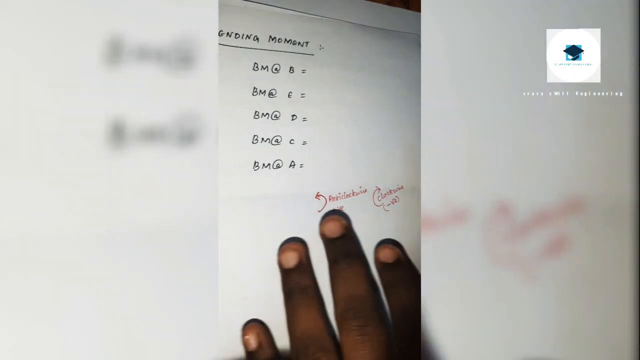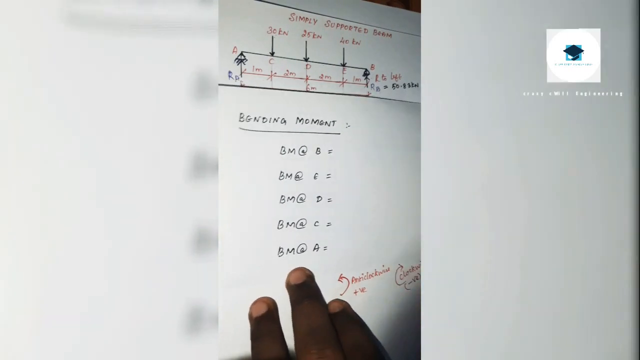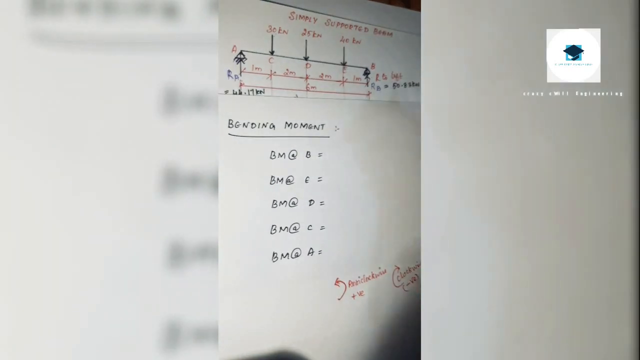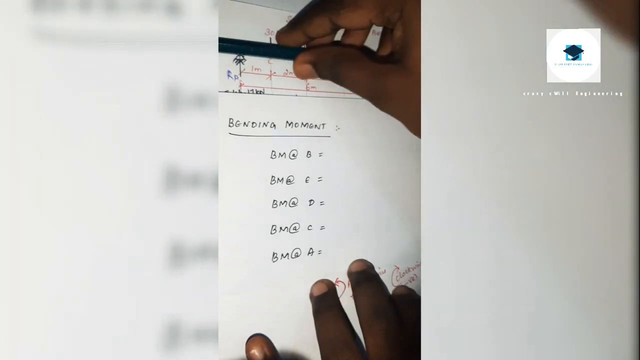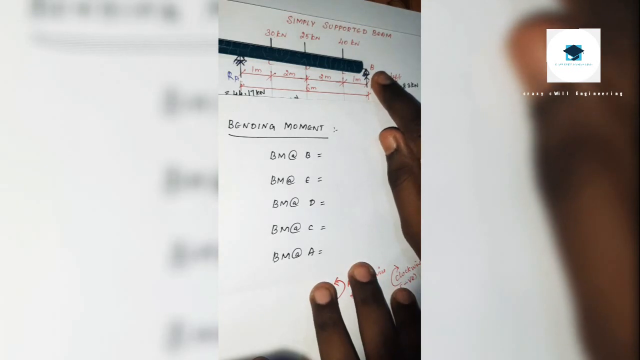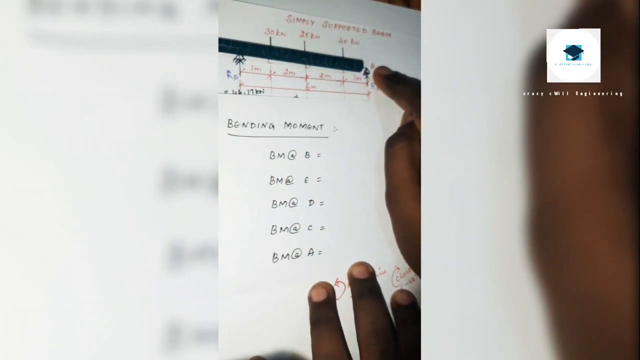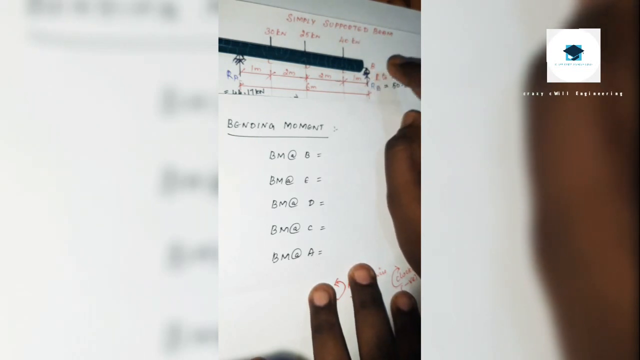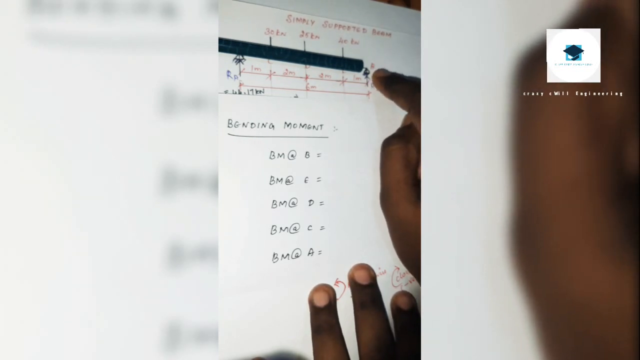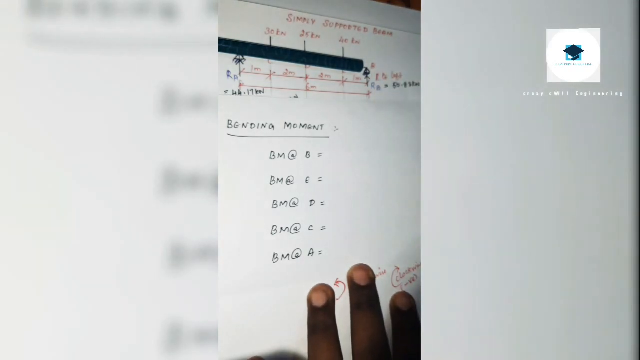For anti-clockwise means positive, clockwise means negative. So see, this is the question. Hide all other loads and focus on B, bending moment at B. Here bending moment means force into perpendicular distance. This is a force, but at the B point there is no perpendicular distance, it is 0. So write it as 0.